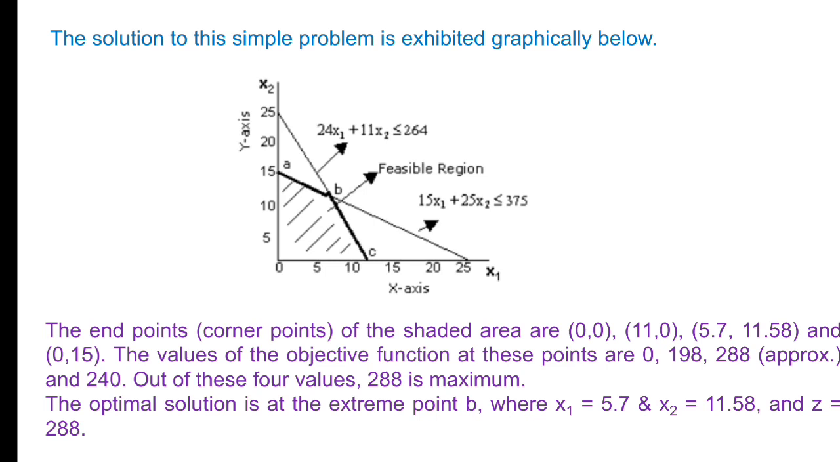So we get x1 equal to 5.7, approximately 6, and x2 equal to 11.58, and z equal to 288. This is another feasible region. This problem we already solved, where we have taken approximate values. When you use graph sheet, you will get the exact value.